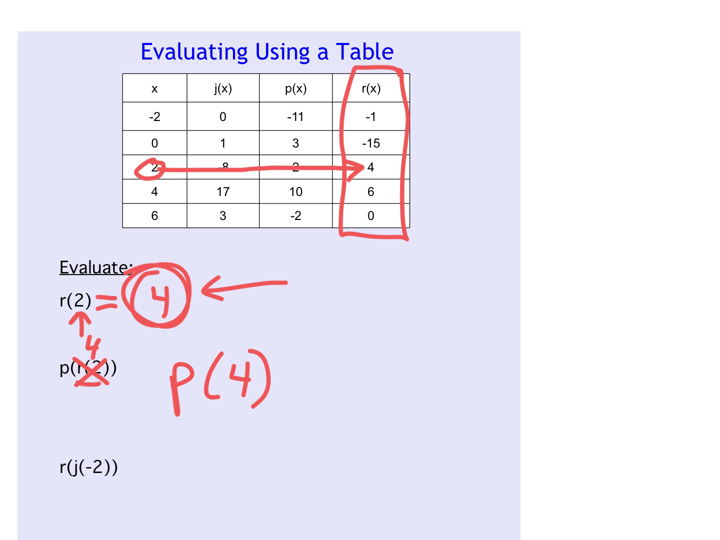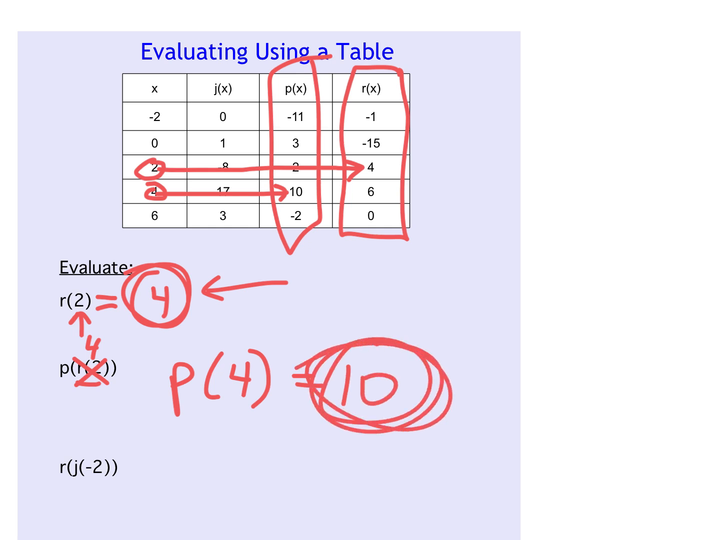P of 4. Here's P. Here's the 4. P of 4, 10. Are you getting this? Okay.